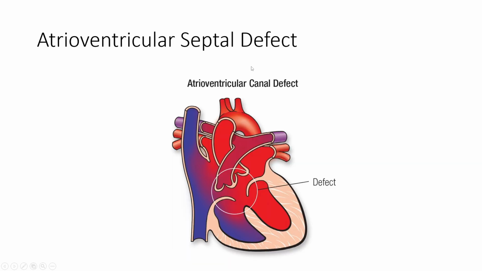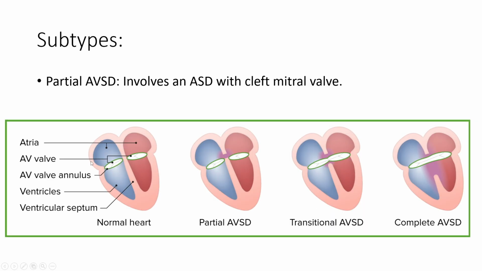So atrioventricular septal defect is the last one. Actually, we will have a septal defect between the atria and the ventricles, but it could be different. We'll have subtypes of it. So this is the normal heart. Everything is good. In the partial type, we will have a partial opening between them, and sometimes it's just in the atria or the ventricles. Transitional is around the valves, but it's still small, and the complete is a disaster. It's a very big opening, as we can see here.